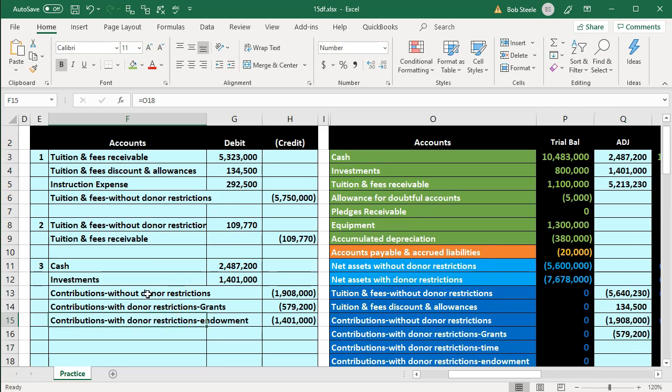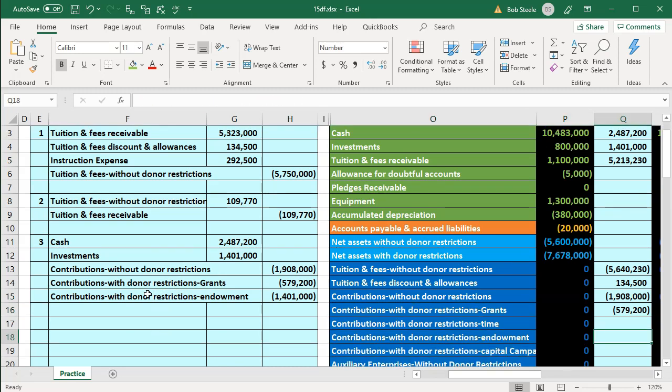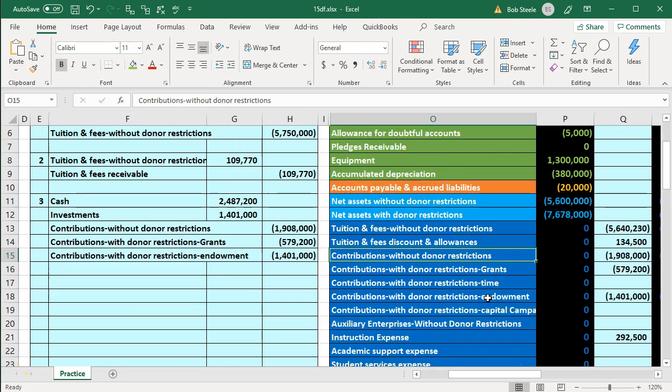Next, we've got contributions with donor restrictions, endowment. So we are then down here in the endowment. That's going to be in cell Q18, equals, and we'll scroll over to that $1,401,000. There we have that. So let's see if we are in balance down below.